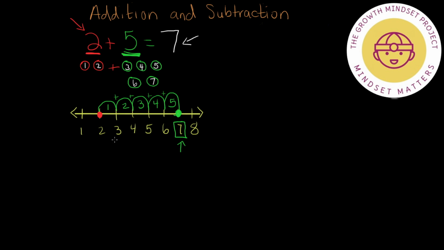And the reason we moved in this direction, so you'll notice we jumped to the right, is because our number was getting bigger. When we are adding something, the number is getting bigger and we move in the right direction on the number line.